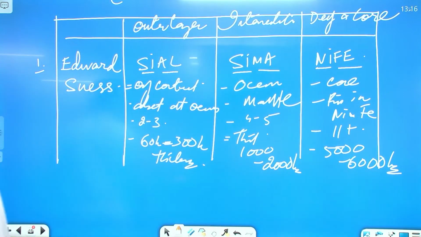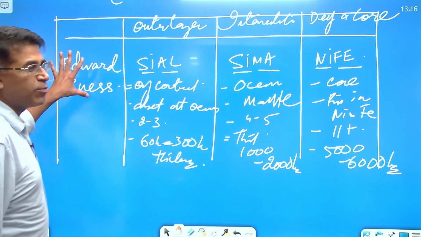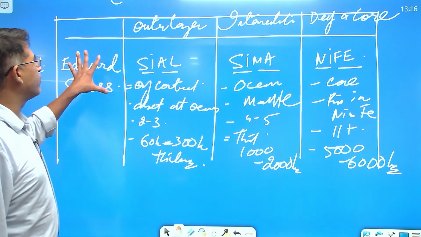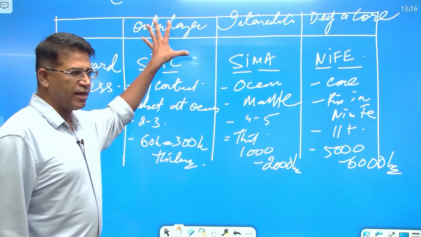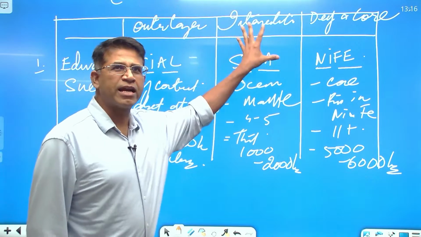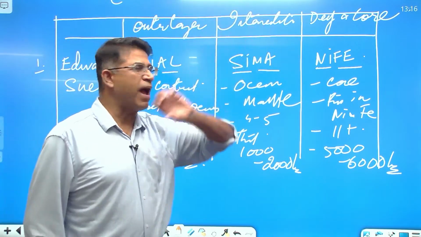Okay? So, write it now. Yeah, I'll repeat. Edward Suess model, one of the oldest models we have. He talked about an outer layer. He talked about an intermediate layer. He talked about a deep and the core.